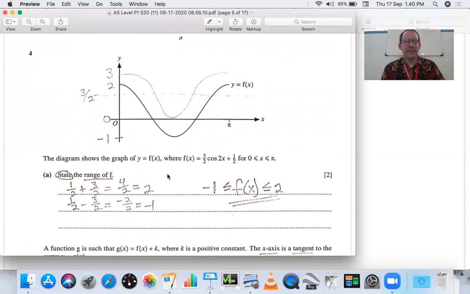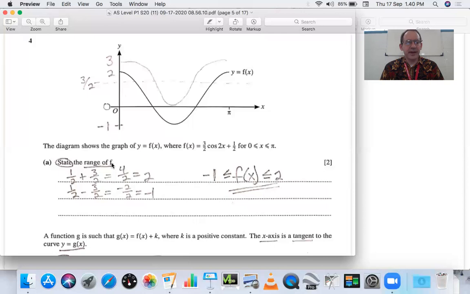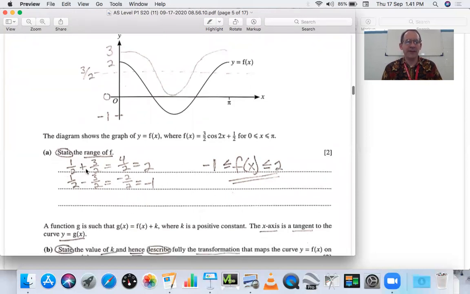So we have that here in the diagram, where f of x equals 3/2 cosine 2x plus 1/2 over the interval from 0 to pi. State the range of f. Well, remember this 1/2 in the back. When I write it, I usually write it in the front, but they've put it in the back. This 1/2 is your center line, and the 3/2 is your amplitude. The amplitude tells you how far above and below your center line that your graph goes. So we start with our center line 1/2, add the amplitude 3/2, we get 4/2 or 2, and then you take the center line minus the amplitude, which gives you -2/2, which is -1.